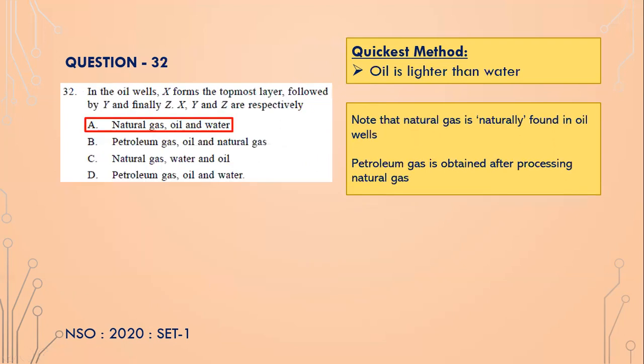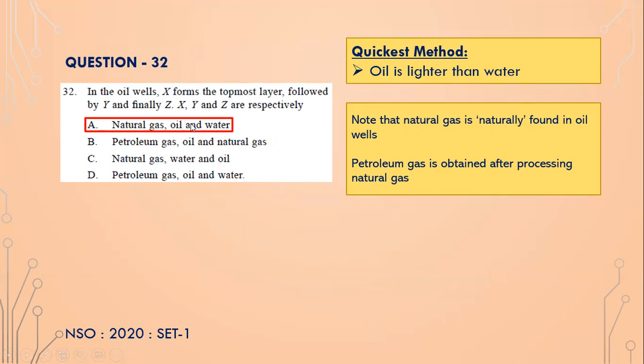In the oil wells, X forms the topmost layer, followed by Y and then Z. So what forms the topmost layer? Natural gas, because it is the lightest, it is a gas. And then after that, oil, because oil is less dense than water. So oil will float on water, isn't it?